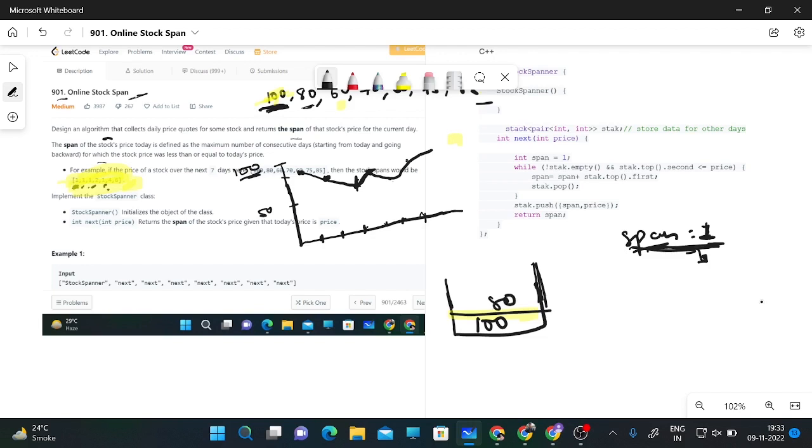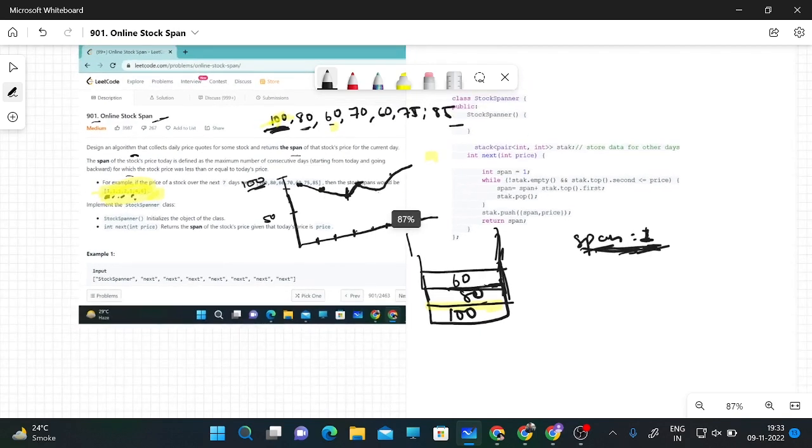We will simply return the span value because it is not in an increasing order. Now again we will have 60, so we will put 60, and the previous value 80 is greater than 60, so no need to do anything. We will return span 1. So again we will have 70, right?